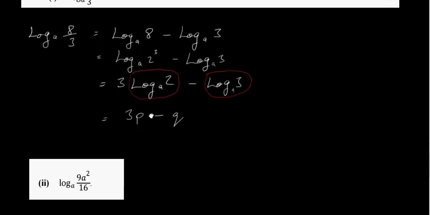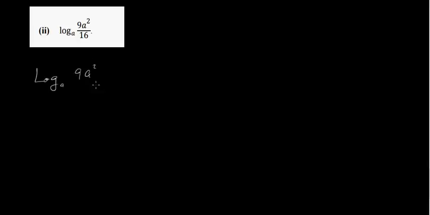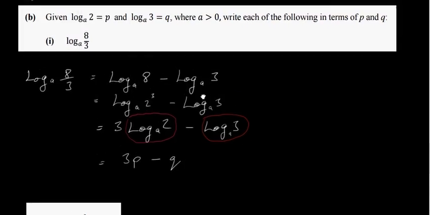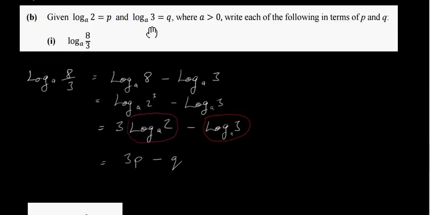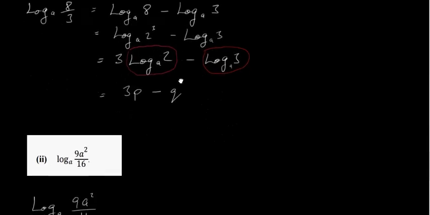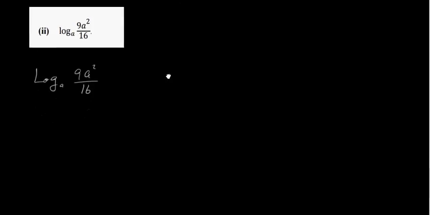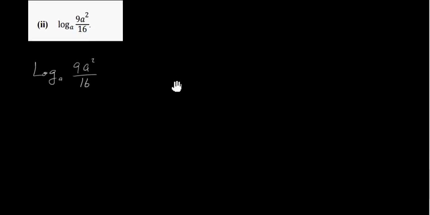Okay, next one. So this is something similar again, maybe a little bit longer, but it's the same kind of idea. So let's start. I'll just write it down: log to the base a of 9a squared over 16. Now remember what we want to do here. We want to end up with log of 2 and log of 3 to the base a. And we see here we've got a 9 and we have a 16. They can be converted to 3's and 2's.